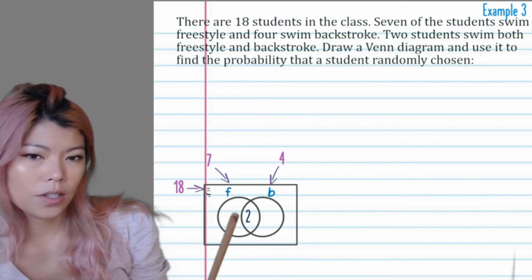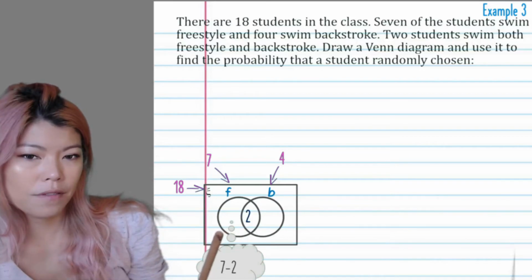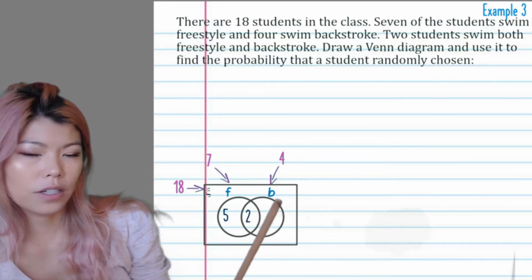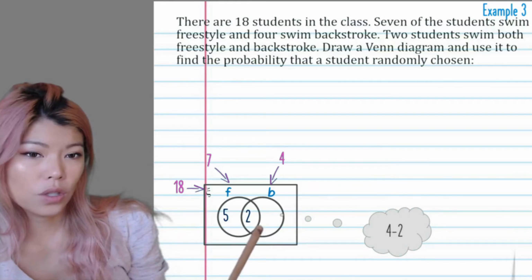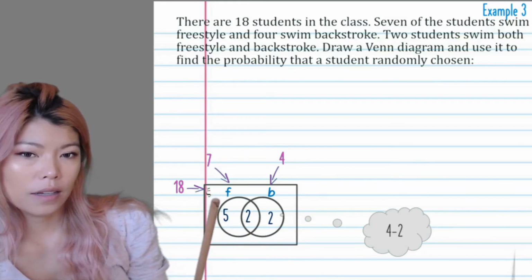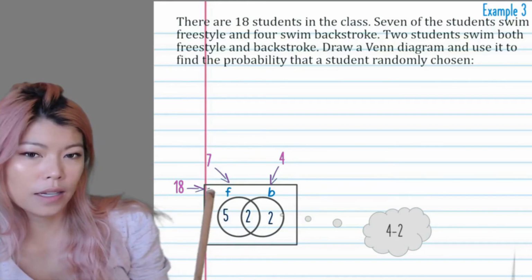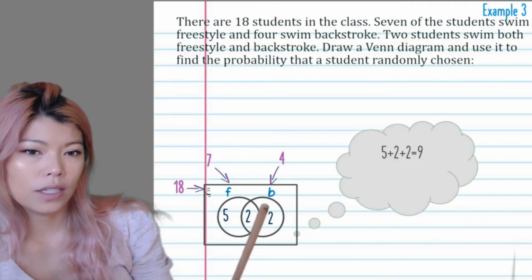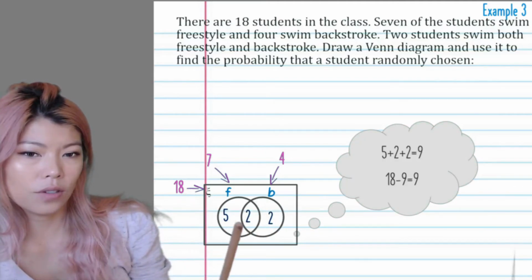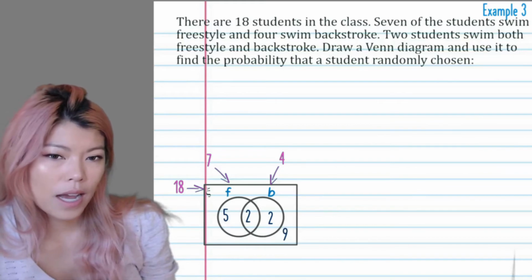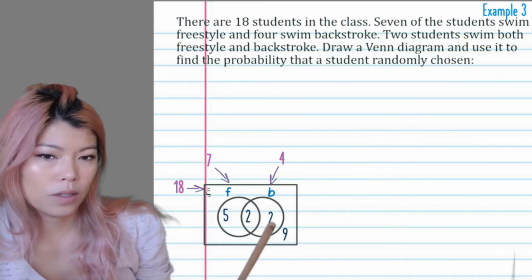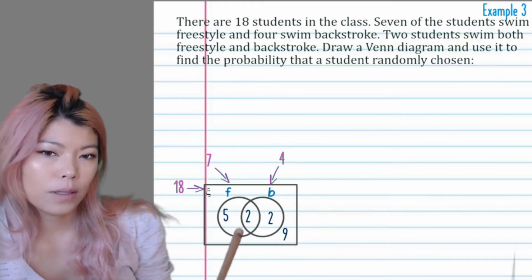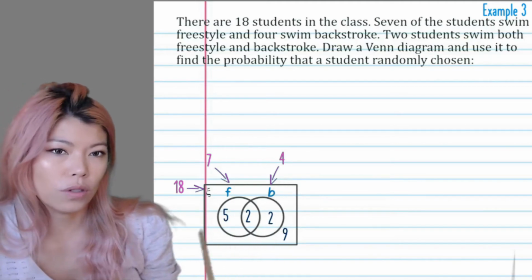Now that circle has to add up to 7, so that's 5. And that circle has to add up to 4, so that's 2. And 5 plus 2 plus 2 is 9. And that whole rectangle is supposed to add to 18. So that space there is also 9. Double check. 5 plus 2 plus 2 plus 9 is 18. 5 plus 2 is 7, 2 plus 2 is 4. So I've checked all my numbers.